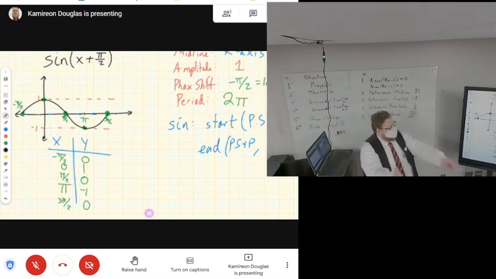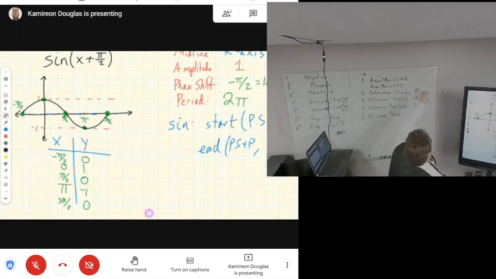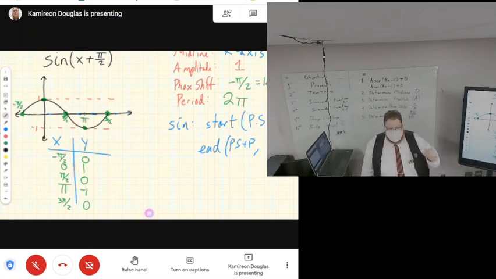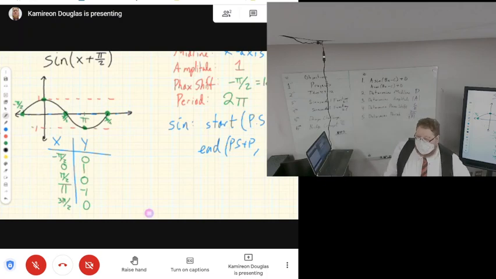Alright, let's remind ourselves. We began by identifying all the same components we had before: midline, amplitude, phase shift, period. Where it has a little twist is that phase shift moves it left and right, which causes the period to do some interesting things. So we started by graphing the two main parts the same, midline and amplitude. And then we transitioned forward and said, okay, with those two, now we do the phase shift.